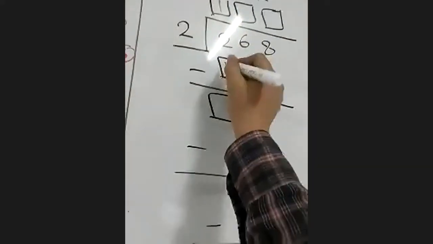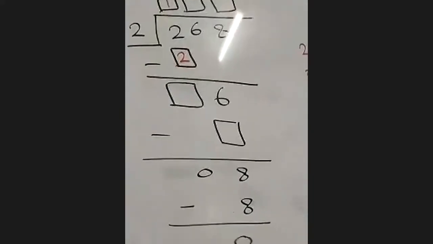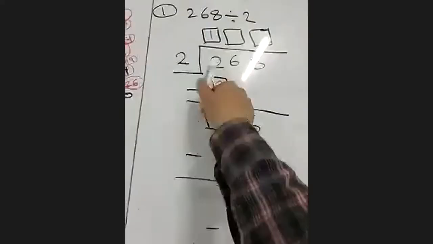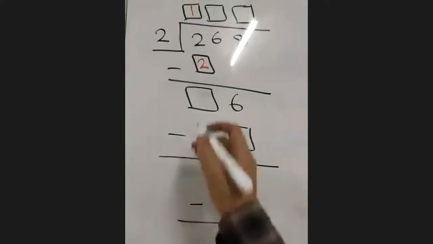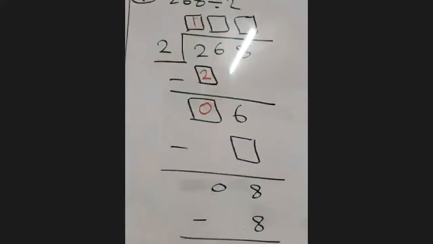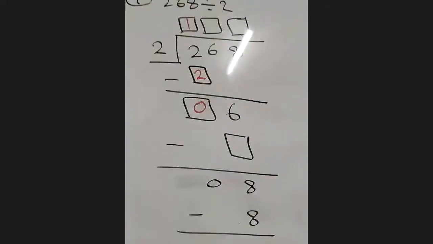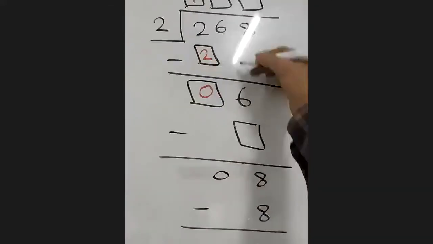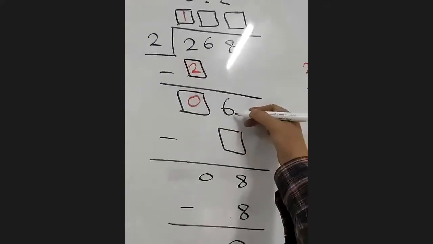What I will do now? 2 down. 2, I will write it in the second square here. Put 0. Now 2 minus 2 is how much? 0. Excellent. So I'm done with 2, right? Now I'll bring the 6 down. Here the 6 is already written.